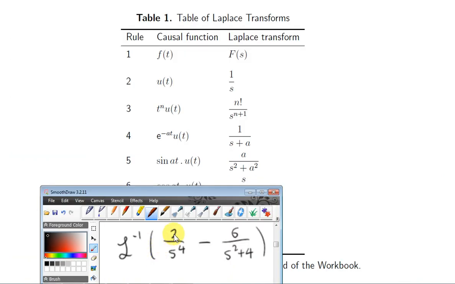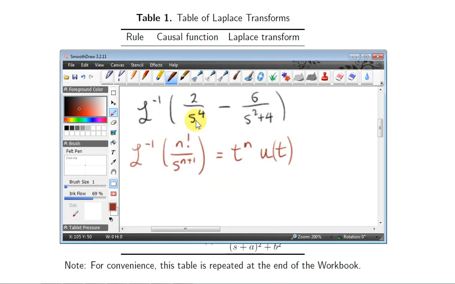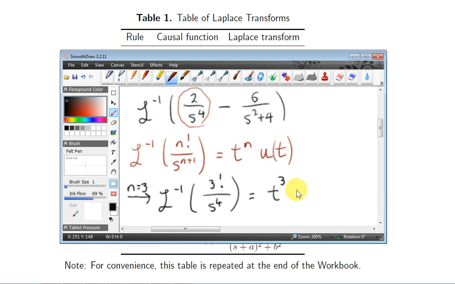Now in this example we want to get L inverse of 2 over s to the power of 4. Well, this is the form that it has if we let n equal 3. So here I've written down the statement using L inverse. So this is what we saw on the right hand side of the table, and this is its corresponding f of t, little f of t. So if we let n equal 3, in this here we get 3 factorial over s to the power of 3 plus 1. So that's that. Its inverse transform is t to the power of 3, where 3 is n.